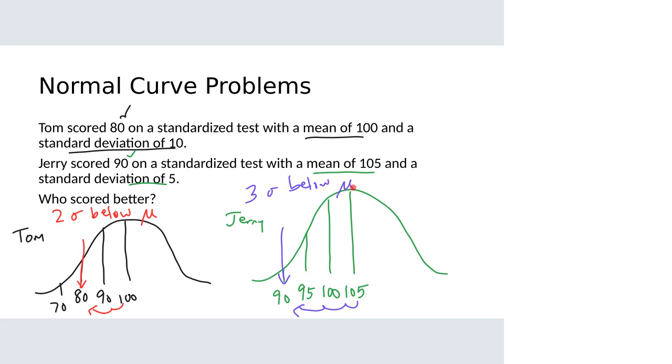Well, being further below the mean would be a worse score. So Jerry being 3 standard deviations below is worse than Tom, who was only 2 standard deviations below. So the question here of who scored better, well, Tom scored better because he was only 2 standard deviations lower than the mean. Jerry was 3 standard deviations below the mean. So Tom did better. Let me know if you have questions on that one.